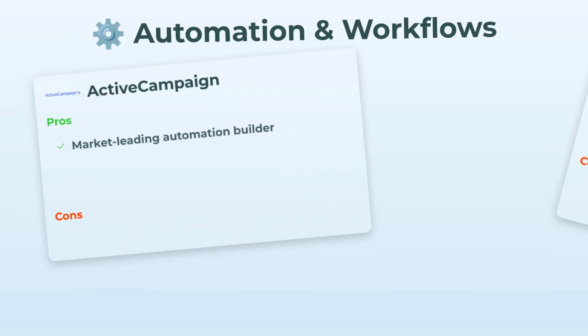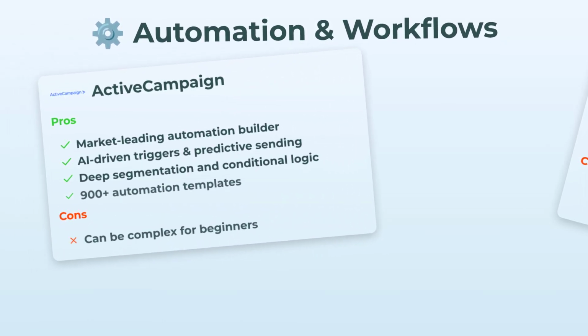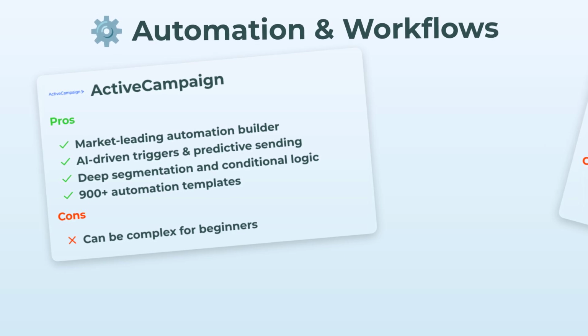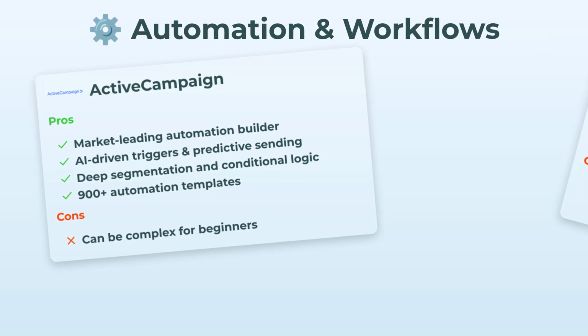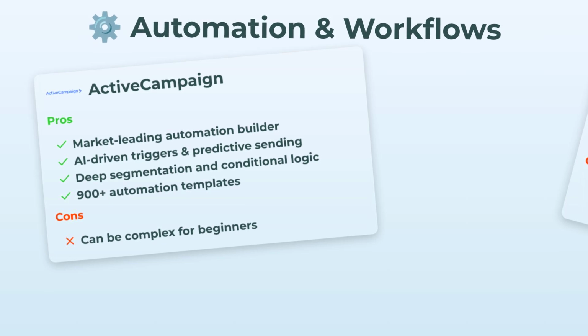Automation and workflows. This is where things get spicy. ActiveCampaign, oh man, it's sort of legendary for its automation builder. There are AI-driven triggers, predictive sending, deep segmentation, like you can geek out for hours. They even have over 900 templates. Downside, it's a lot to take in at first.